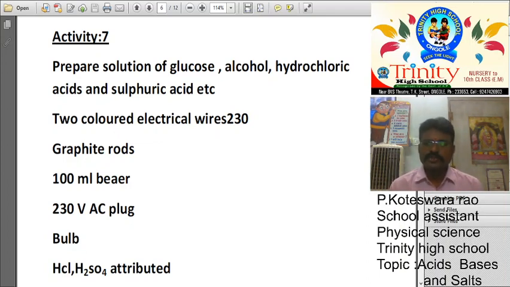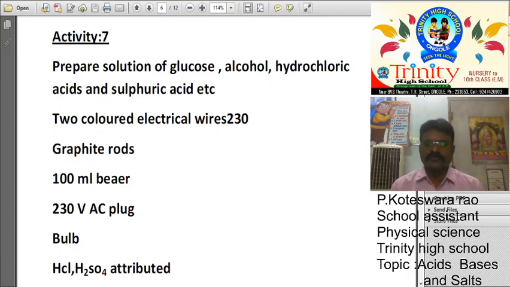Now take two colored electrical wires. Two colored means one is blue and another red, or one is black and another red. Any two colors of electrical wires. They must be effectively working, because not all wires work effectively. It depends upon their gauge. Gauge means the wires present inside the red, black or blue insulation. Some are yellow colored also.